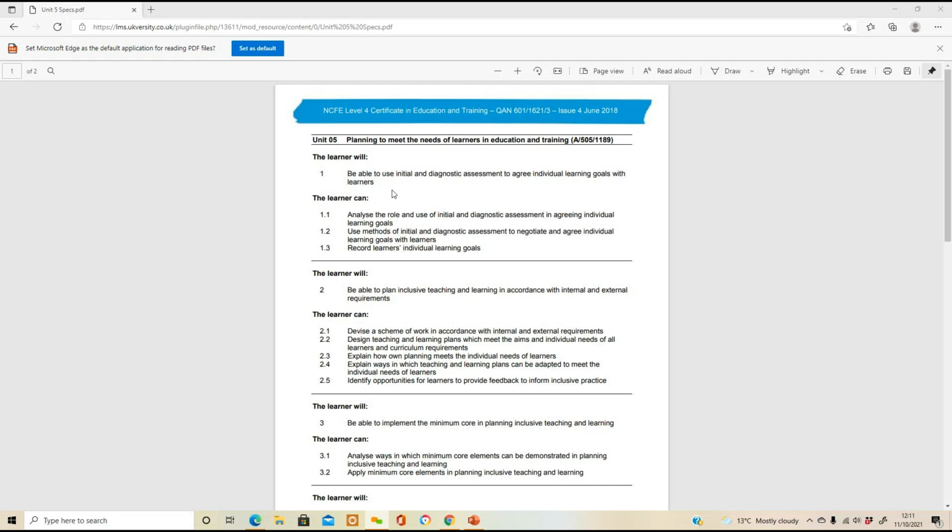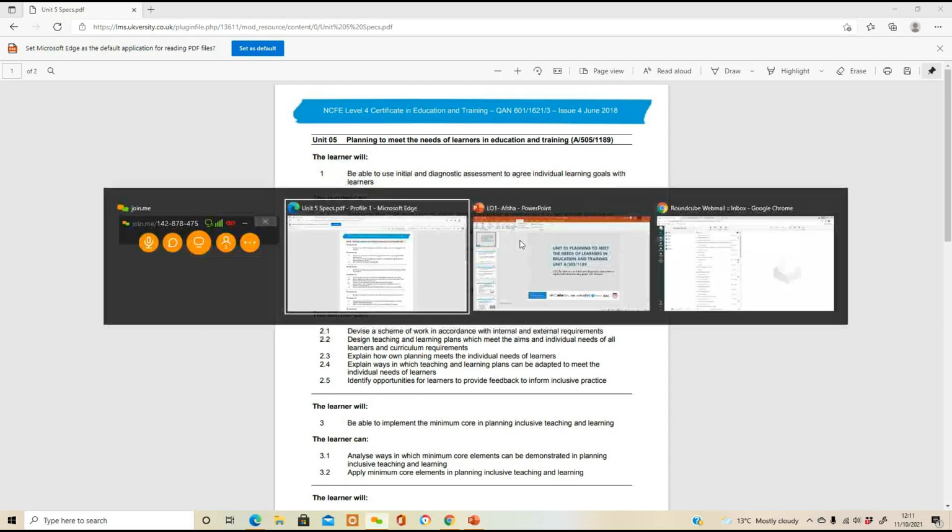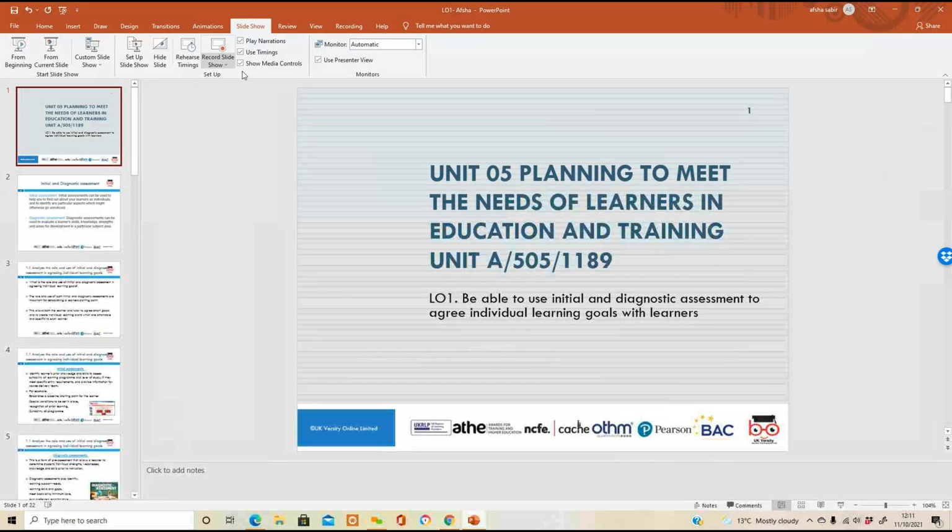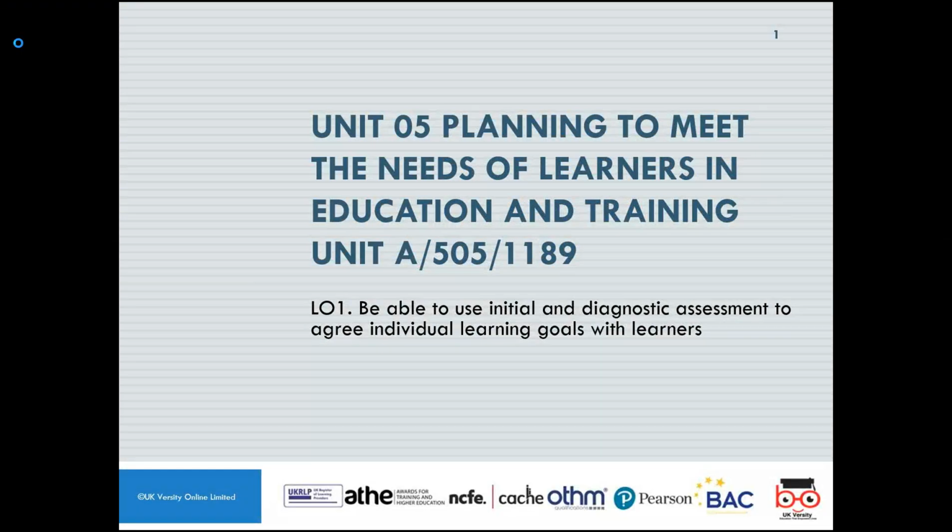So we're going to do analyze the role and use of initial and diagnostic assessment in agreeing individual learning goals. 1.2, use methods of initial and diagnostic assessment to negotiate and agree individual learning goals with learners. And then 1.3 is record learners' individual learning goals. Oh dear. Let's start.